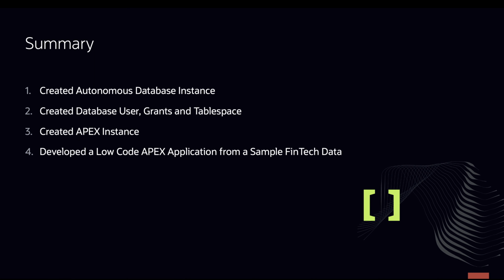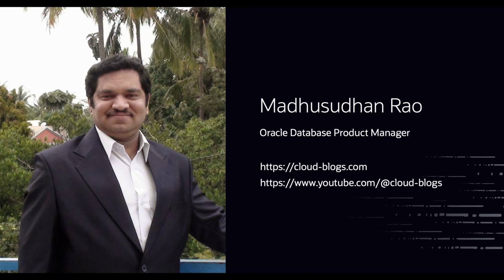So to summarize, what we did in this demo is we created an autonomous database instance of data warehouse type workload. We created a database user, provided various grants and tablespace. We created an Apex instance. And then from fintech data in a CSV format, we developed a low-code application without writing even a single line of code. And we saw various features such as search, sort, analytics, CRUD operations, etc.